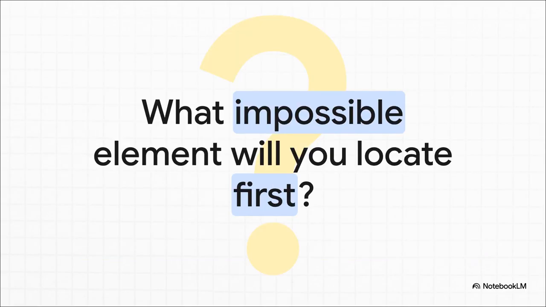So now, this is a new tool in your toolbox. I want you to think about that one element that's always given you trouble, or that one test that's always been flaky. With XPath axes, you have a brand new way to attack that problem. So my question to you is, what impossible element will you locate first?